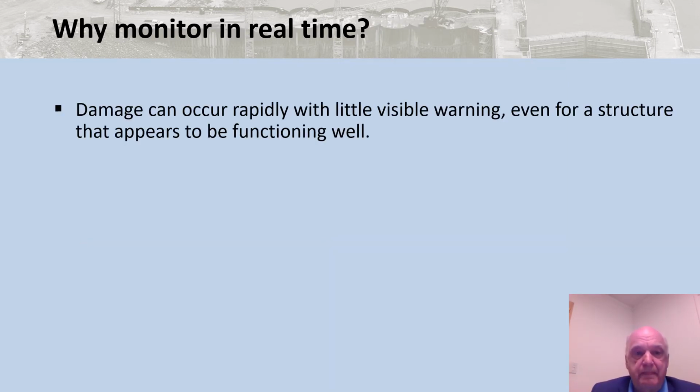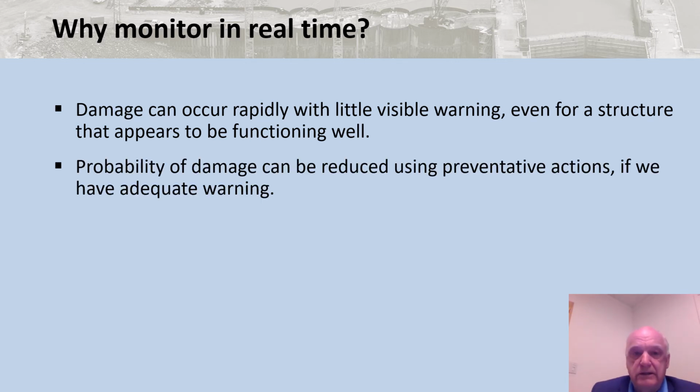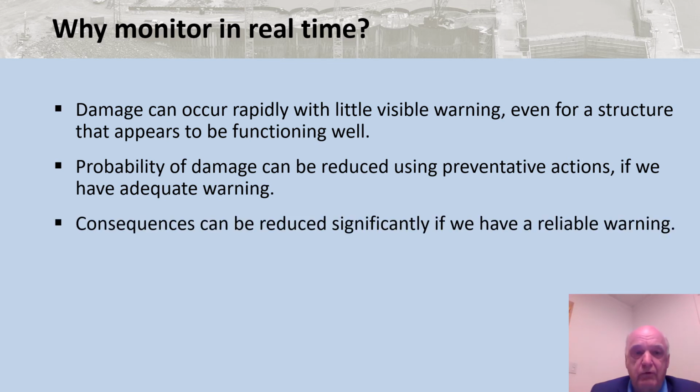So why monitor in real time? Damage can occur rapidly with little visual warning, even when things look okay. You saw that example. Everything was fine, and then suddenly we get movements that are about to exceed allowable. The probability of damage can be reduced using preventative actions if we have adequate warning. So that means we're reducing risk. Consequences can be reduced significantly if we have a reliable warning.